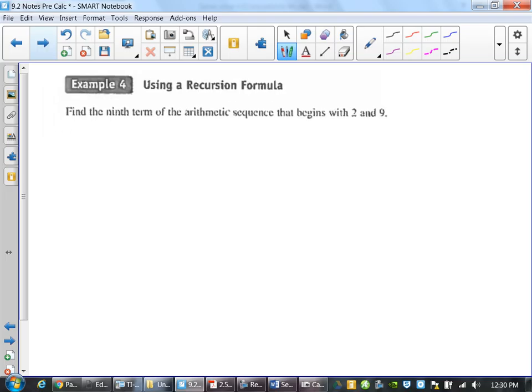Let's look at it with the recursion stuff. Remember we talked about recursive stuff, and recursive stuff depends upon, is written from, the previous terms. So each one of them is written out. What we want to figure out is what is the 9th term of a sequence that begins with a 2 and ends in a 9. So we have to figure out how you're going to get to that.